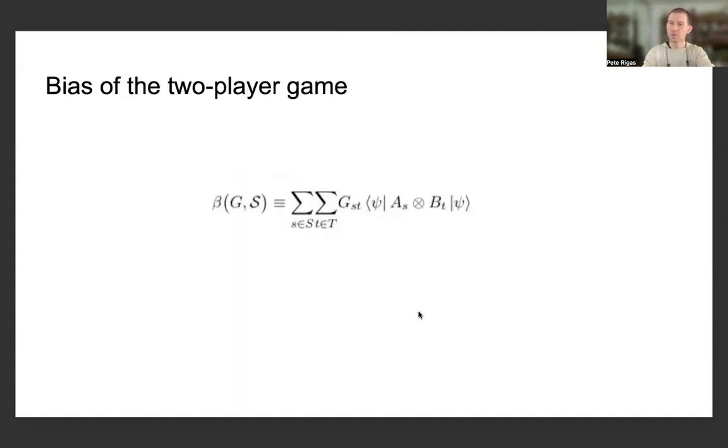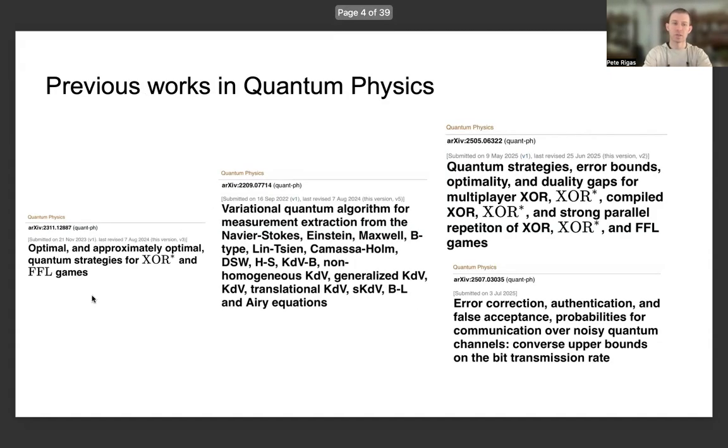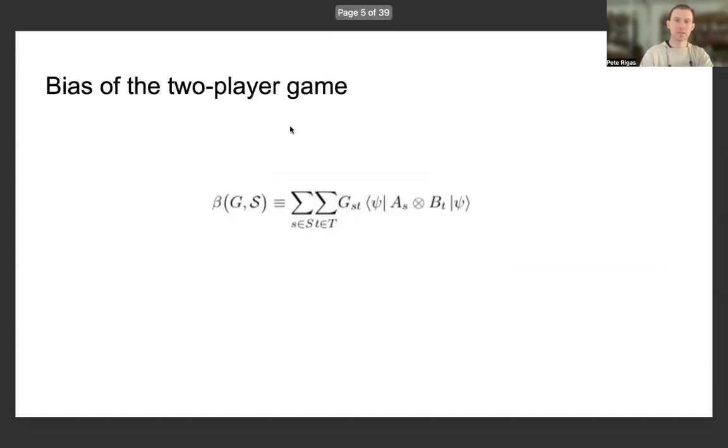And so now I'm going to be discussing more of the objects from the game theoretic setting for the first paper, optimal and approximately optimal quantum strategies for XOR star FFL games, and how this is setting the stage not only for the multiplayer setting as well as the algorithmic settings that I previously investigated with variational quantum algorithms, but also how this could be of use for constructing suitable dependency breaking variables and how this relates to symmetry breaking again.